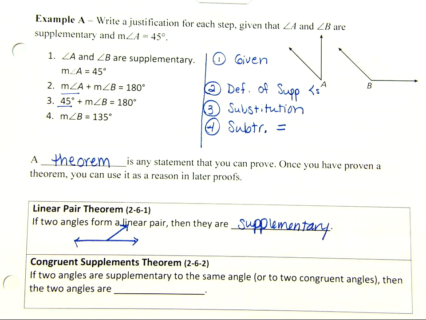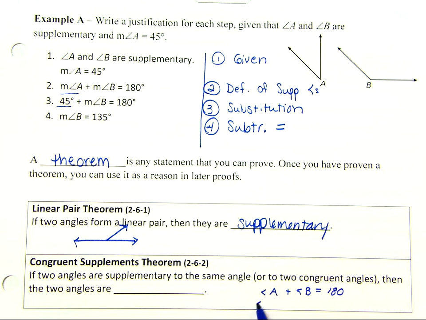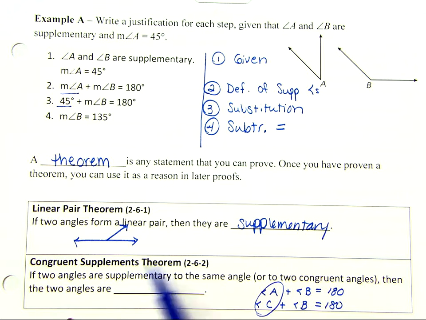Congruent supplements theorem says if two angles are supplementary to the same angle, then the two angles are blank. Supplementary to the same angle. What does that mean? Well, if I had angle A was the supplement to angle B, and angle C was also a supplement to angle B, what would be true about angle A and angle C? They would have to have the same measure, right? They would have to be congruent.